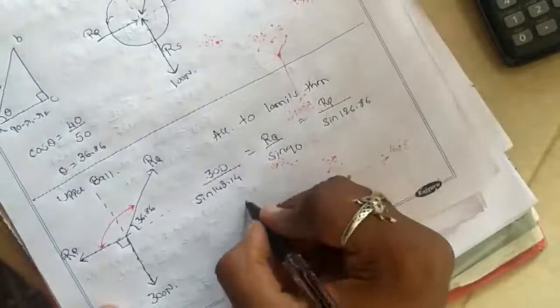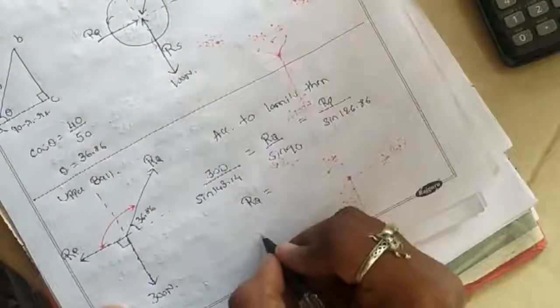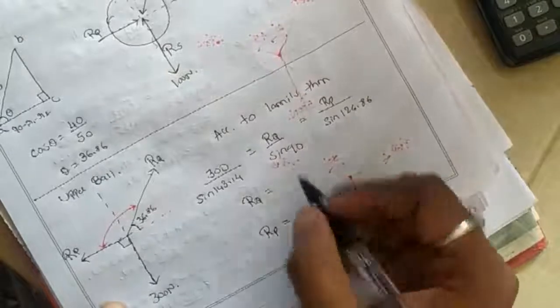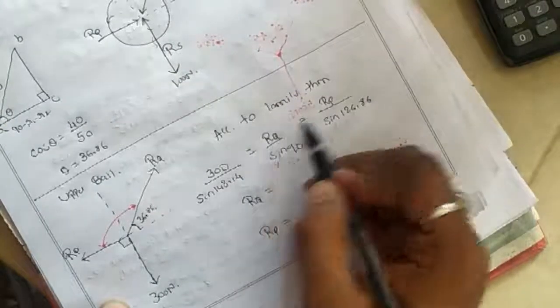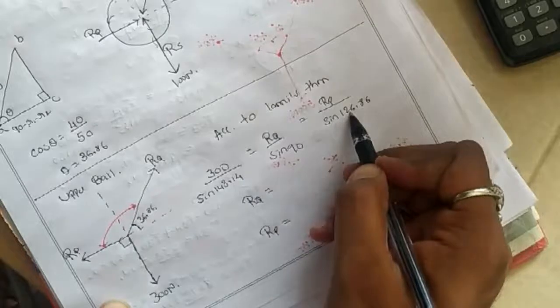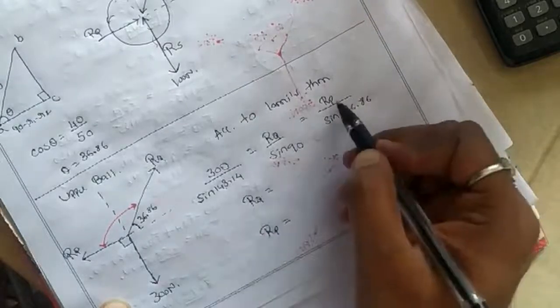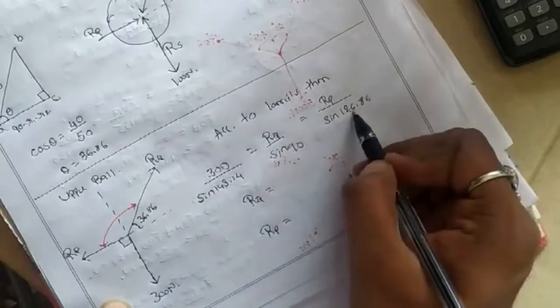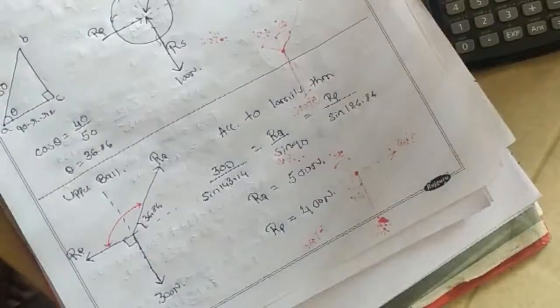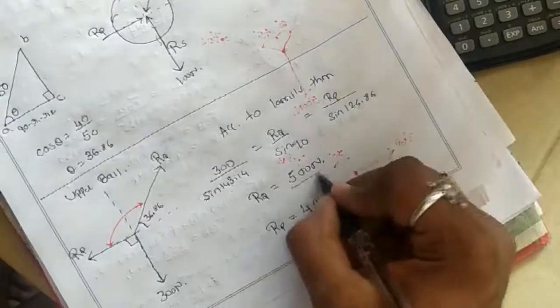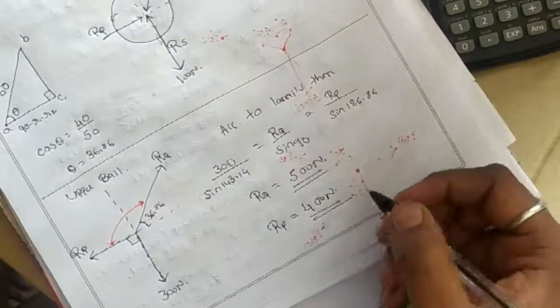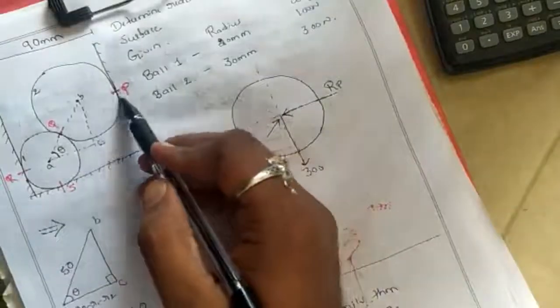Okay. Now RQ is equal to, and RP is equal to. First equate these two, get the value of RQ. Then equate these two, get the value of RP. Okay, so RQ is equal to 300 into sin 90 by sin 143.14, and RP is equal to 300 into sin 126.86 divided by sin 143.14. Okay, so RQ is equal to 500 newtons and RP is equal to 400 newtons. It is 500, it is 400. We got the values of RP and RQ.